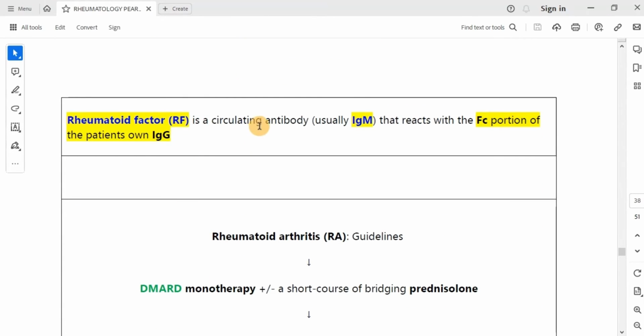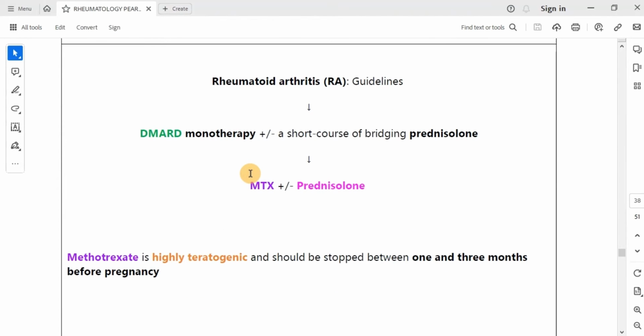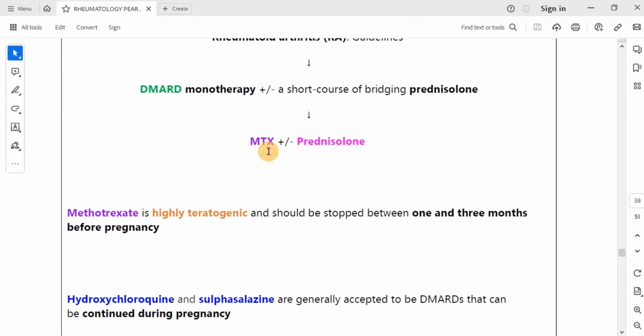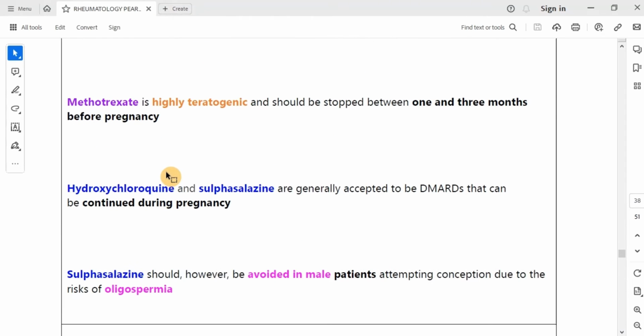Rheumatoid factor is a circulating antibody, usually IgM, that reacts with the Fc portion of the patient's own IgG. So, the recommended guideline for the management of rheumatoid arthritis: start with DMARD monotherapy with or without a short course of bridging prednisolone. So, start with MTX with or without prednisolone, and if no response, then a second DMARD may be added.